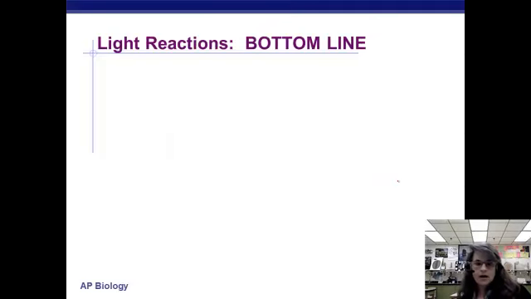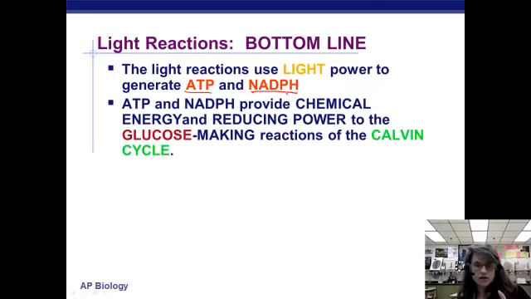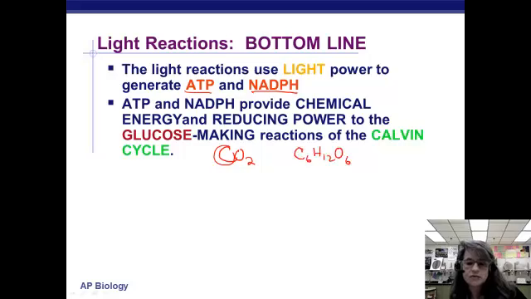Okay, so the light reactions, the bottom line is those light reactions are going to result in ATP and NADPH. Both of them are essentially energy sources. They are going to provide the energy we need to make glucose. Making glucose involves catching CO2. CO2 is our carbon. Remember, glucose is C6H12O6. Well, we got to get carbon from somewhere. We are getting it from CO2, from the air.